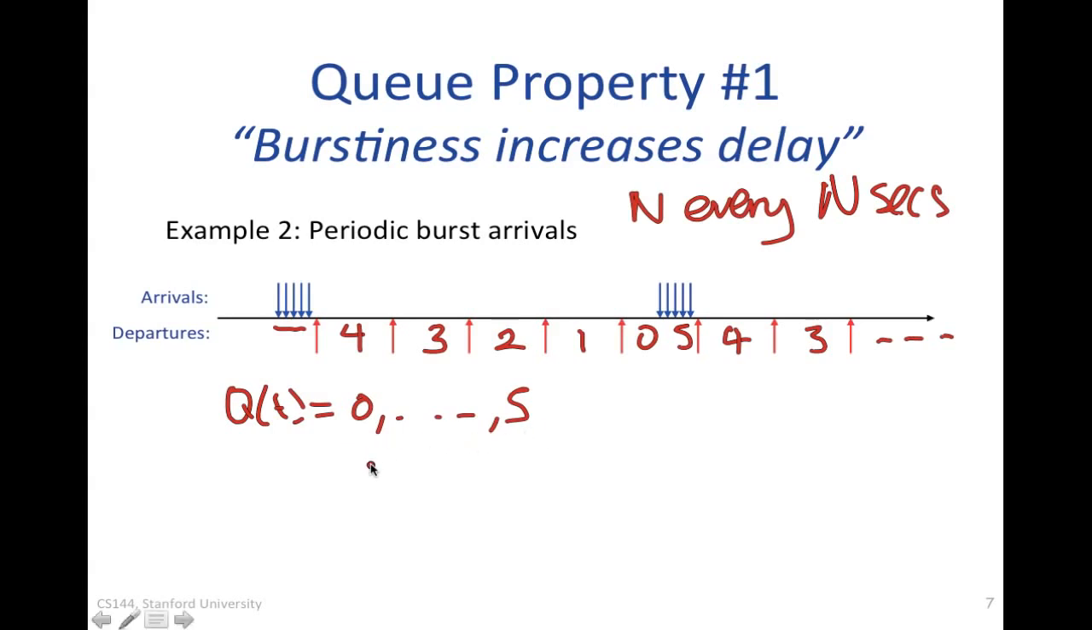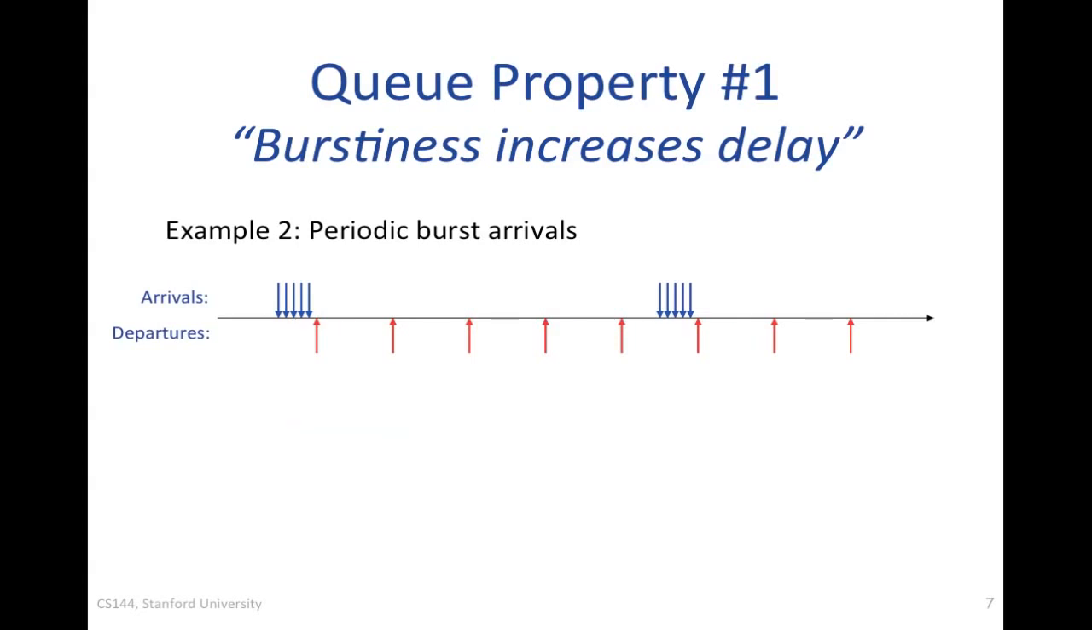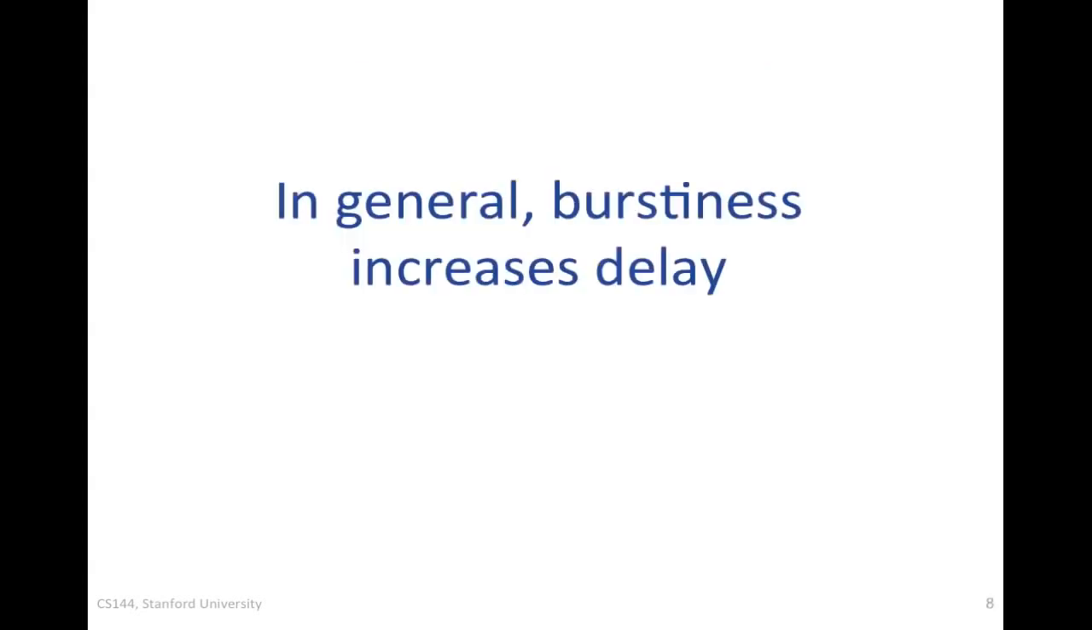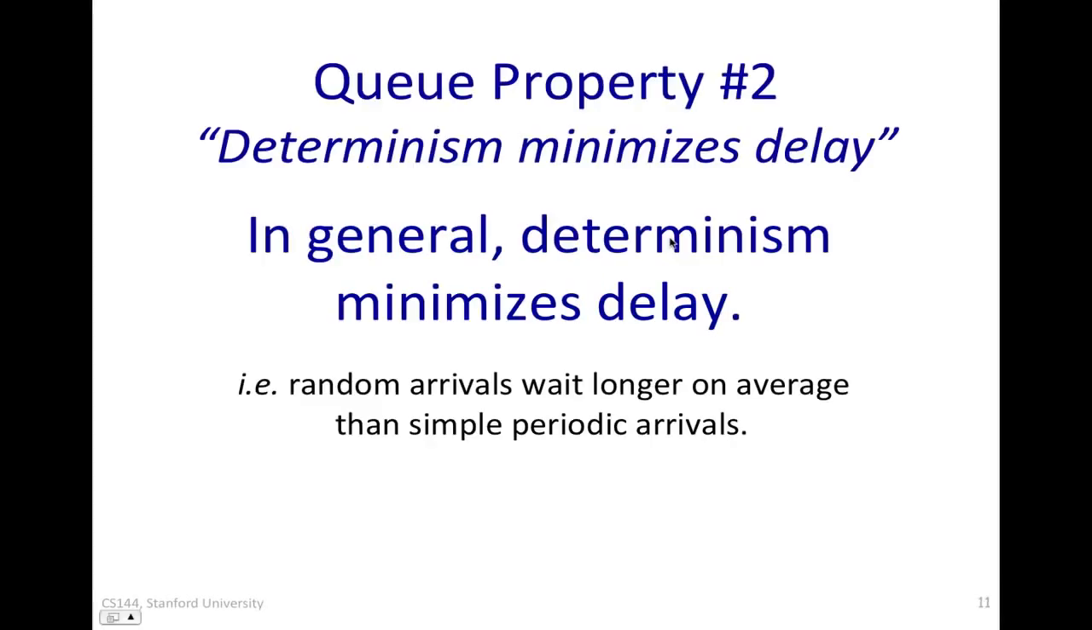So our average queue occupancy is higher. And the variance of the queue occupancy is higher too, because it's varying all the way across 0 to 5. So the average and the variance have both increased, even though the rate hasn't changed. Clearly the burstiness is going to make a big difference. In general, we say burstiness increases delay. That simple example illustrates it. It doesn't prove it, but hopefully it gives you intuition as to why burstiness will increase delay.